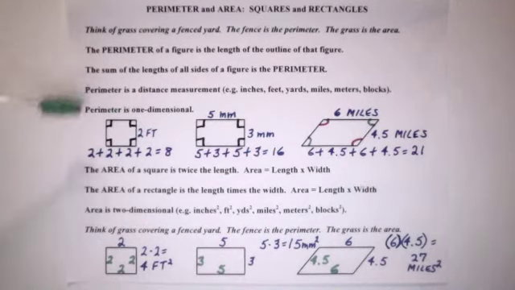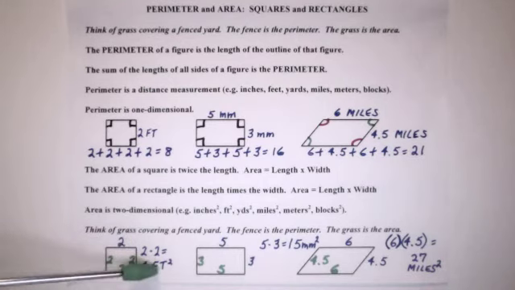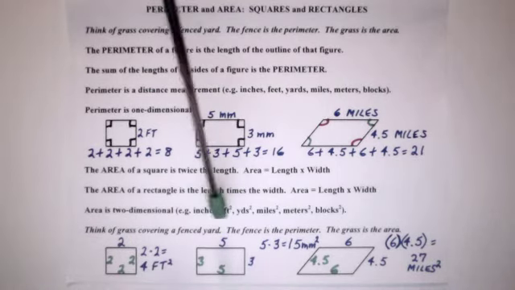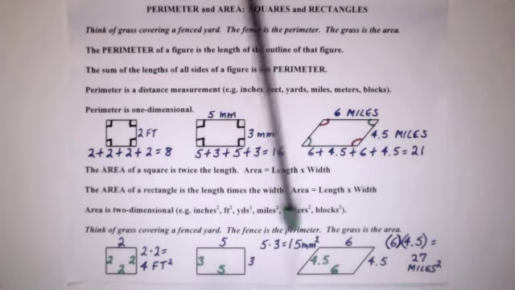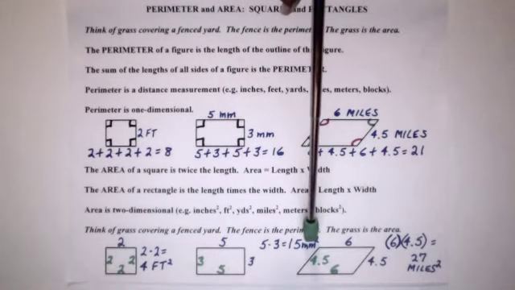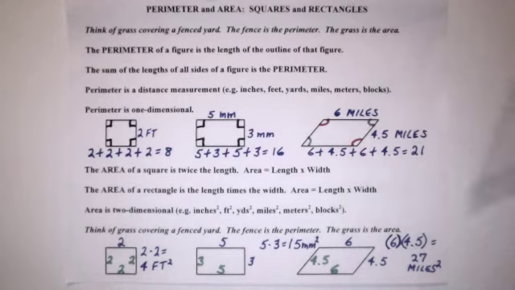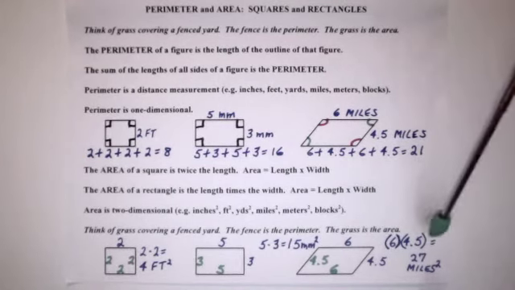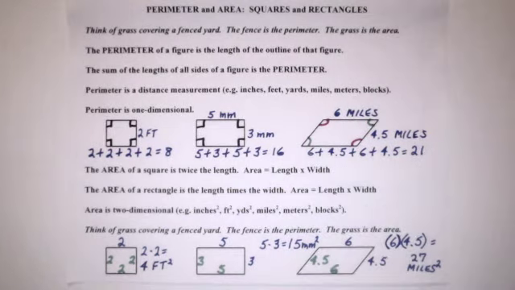Let's look at this first example and find the area. 2 times 2 is 4. Feet times feet is feet squared. Let's look at this second example. 5 times 3 is 15. Millimeters times millimeters equals millimeters squared. 6 times 4.5 equals 27. And this is miles times miles.